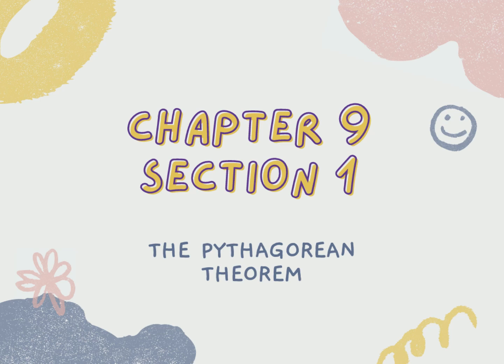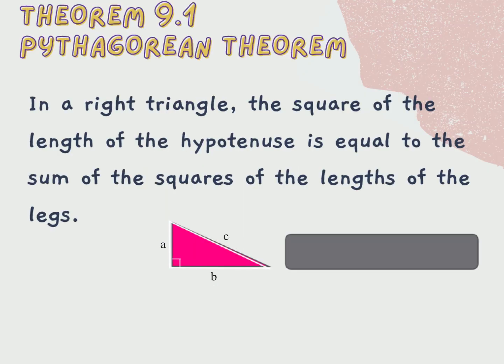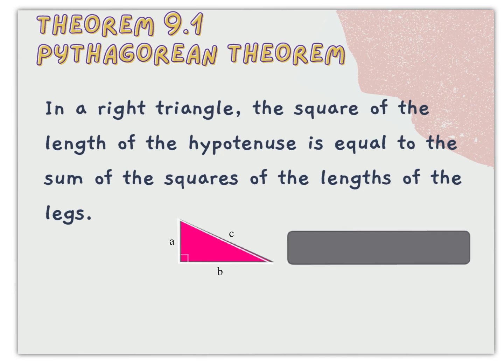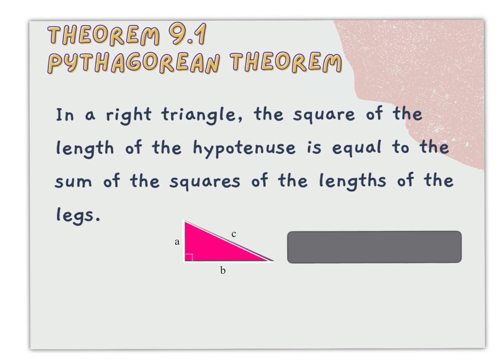In section 9.1, we're going to learn about the Pythagorean theorem and all the different ways in which we can use it. So first thing is just identifying and discussing what exactly is the Pythagorean theorem. First of all, the Pythagorean theorem only works for a right triangle.